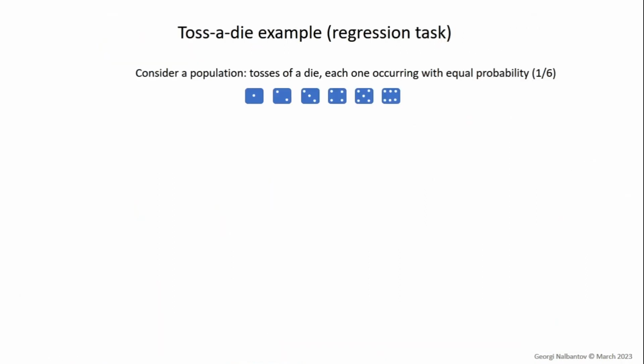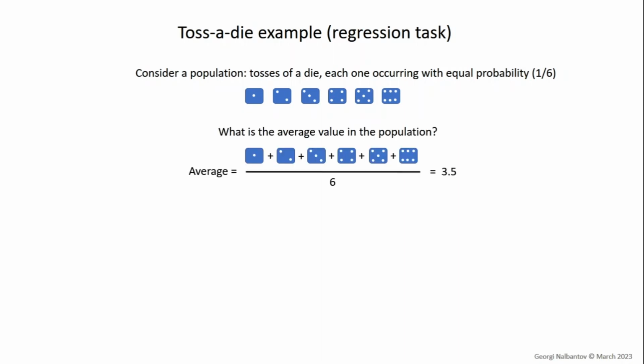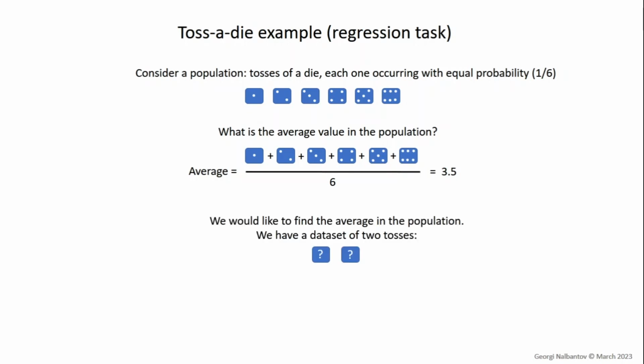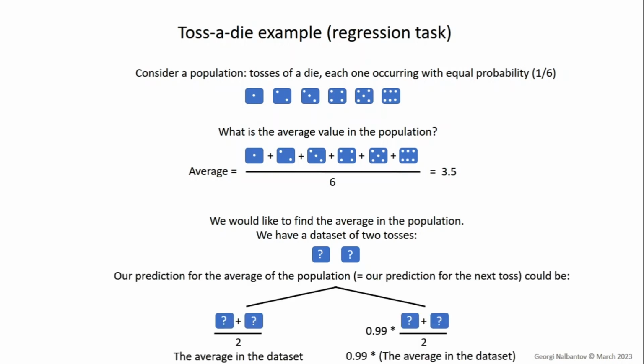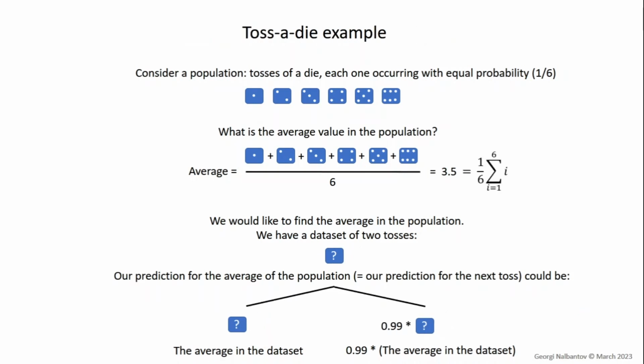Now, what is the example at hand? Toss a die. The average value in the population is 3.5. This will be our optimal prediction. However, if we have a data set of just 2 tosses, what can we do? We can say we would like to predict the average, which we know is 3.5, from these tosses, and this will be the average of the 2 tosses, or the average in the data set, but times 0.99, which is a very strange number, but let's see if it will work. This is for homework. Here in this video, we'll do only 1 toss.